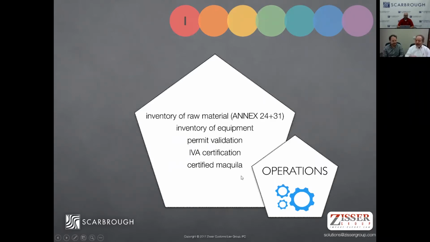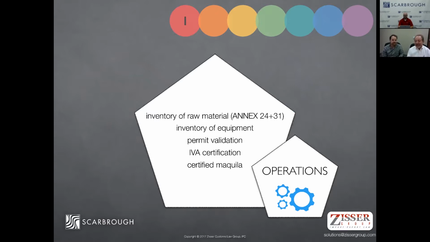As I said, you've got the import side, you've got the export side, you've got everything in between. And this is where most of the day-to-day operational work happens. Here we're talking about inventory control. It's based on what we call Annex 24, which is quantity, and Annex 31, which is value. That's how you have to manage it. You have to have a system, and most of you will have a Maquila inventory control system that is generally independent of your ERP. It's generally a separate system that manages all of those ins and outs.